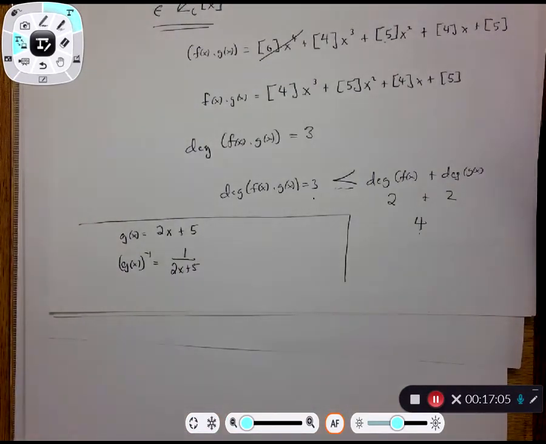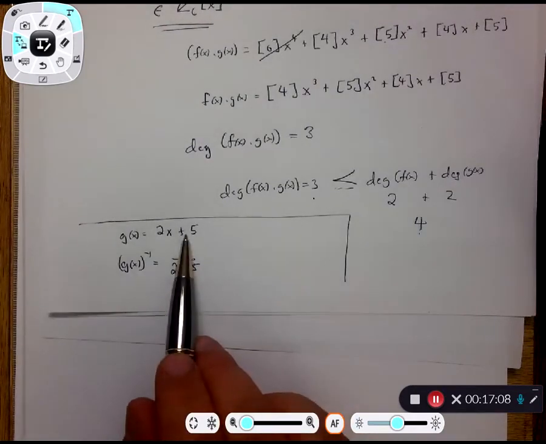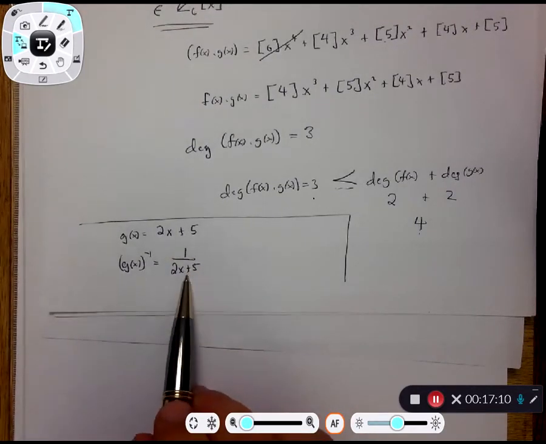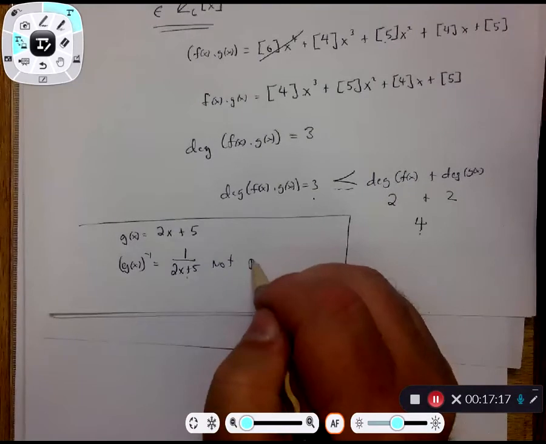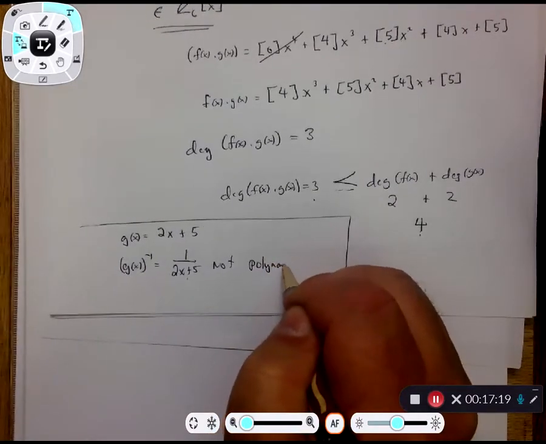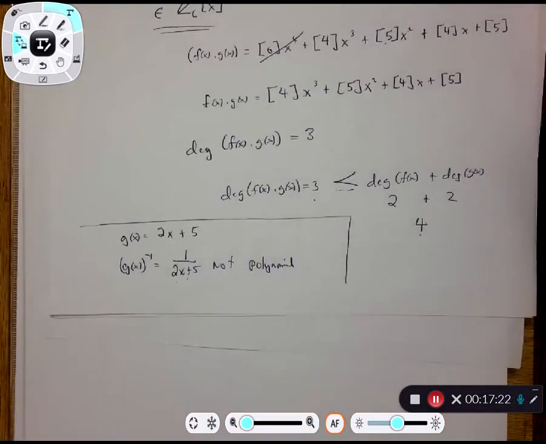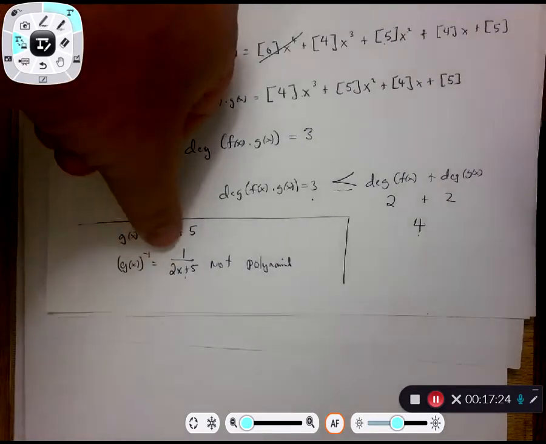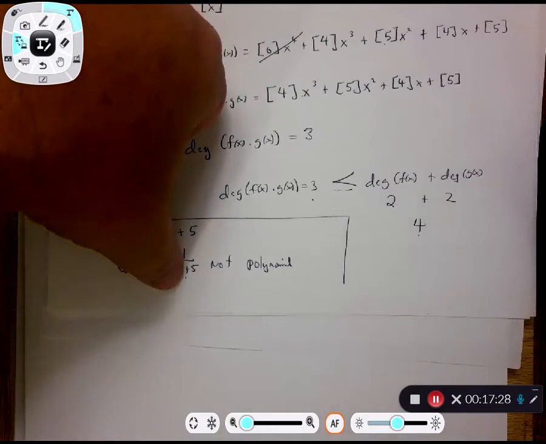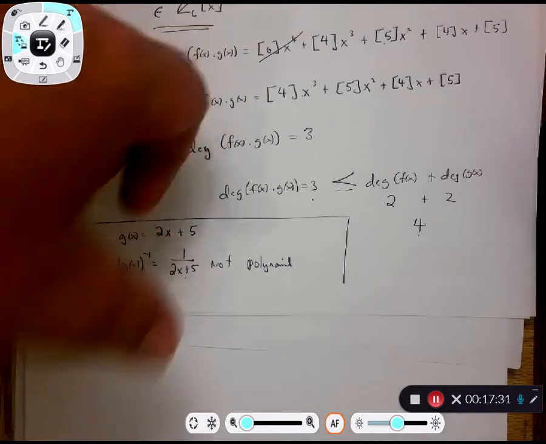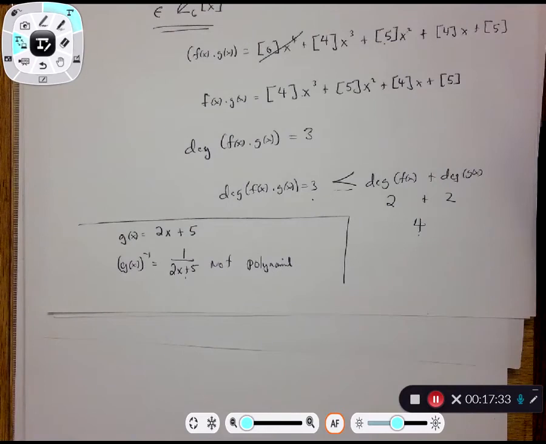Now that's awesome, but here's the problem. This is a polynomial, degree 1. This is a rational function. It's not a polynomial. So 1 over a polynomial typically is not going to be a polynomial unless your polynomial is a constant. If g of x is 5, then g inverse of x would be 1 over 5. And so that would actually be okay. You can have a constant polynomial. And that's what this corollary is actually telling you.